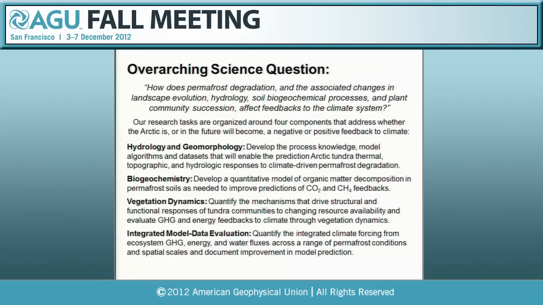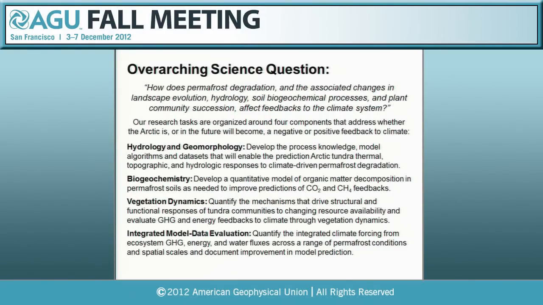Our overarching science question has to do with permafrost degradation and the associated changes that take place in landscape evolution, consequences of that land surface deformation to redistribution of water across the landscape, effects on biogeochemical processes, plant community succession, and the positive and negative feedbacks that those might have to the climate system.